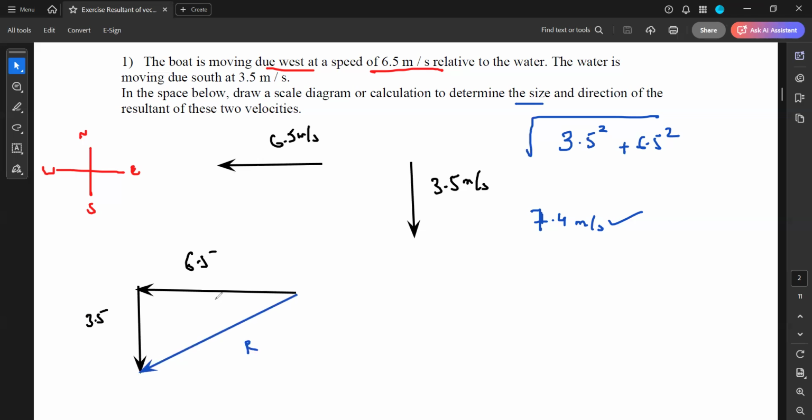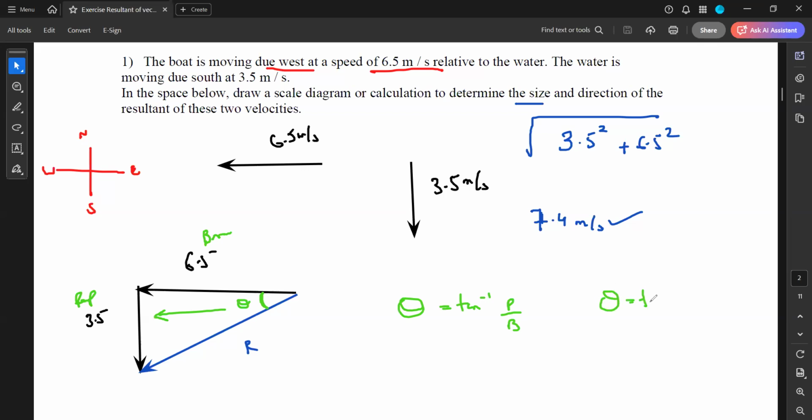Now I'm finding a direction from the west. What will be the angle? The theta is this one. What is the perpendicular here? Opposite to the angle is the perpendicular, and this will be the base. How to get the angle? What's the formula? Theta equals tan inverse of perpendicular divided by base.